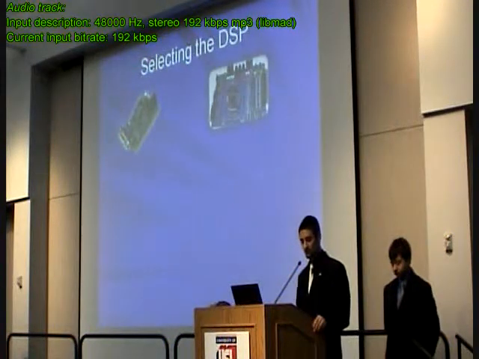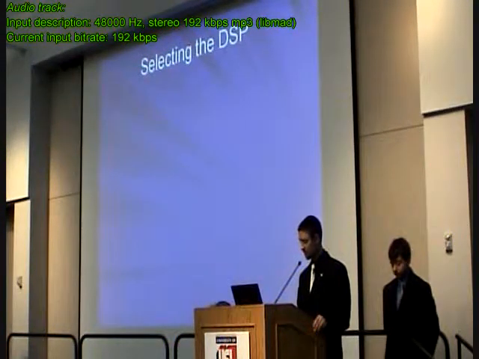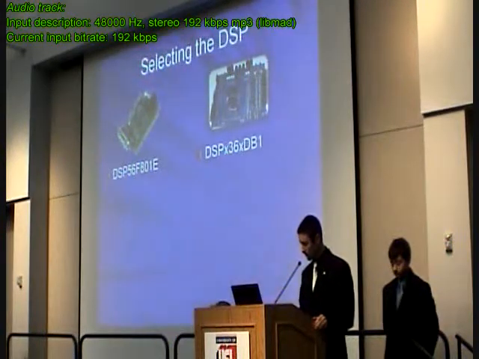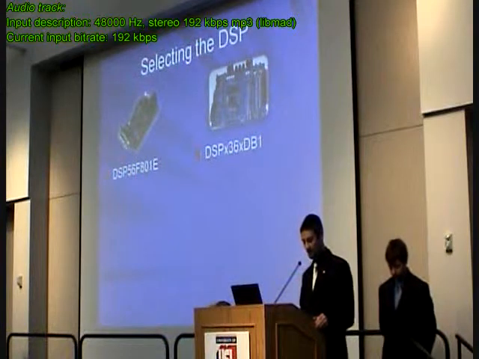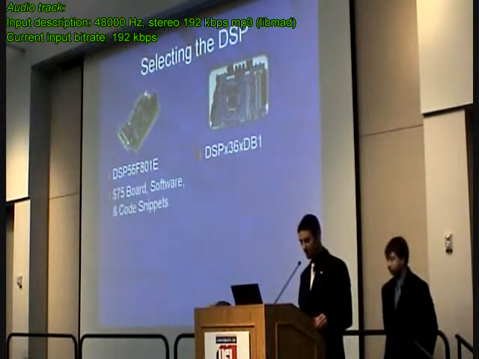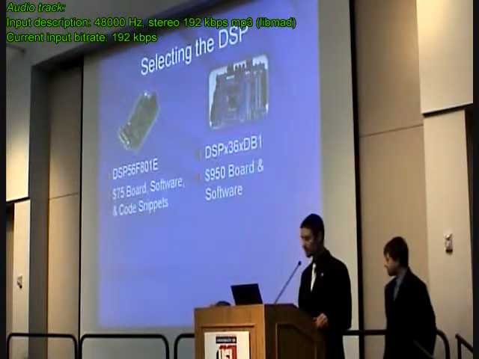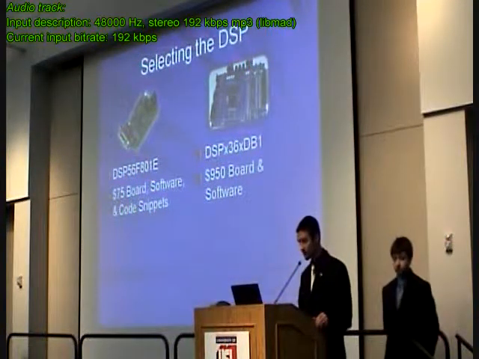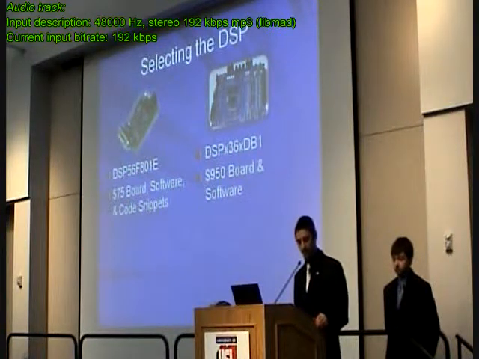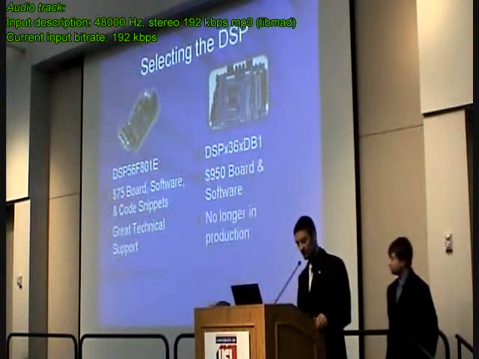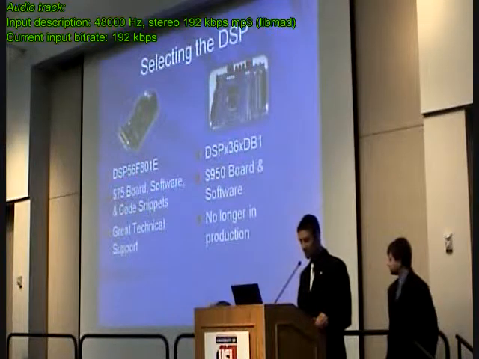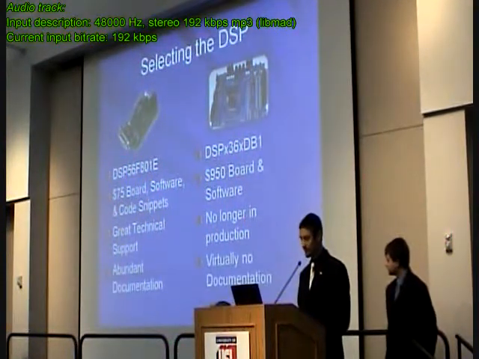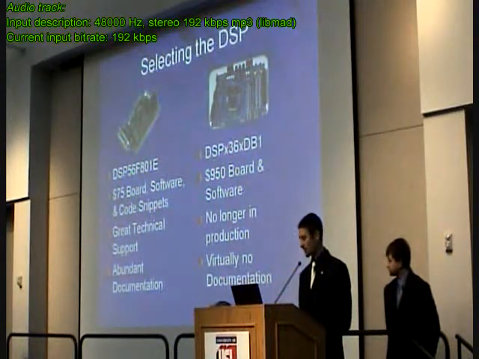Initially, we had 2 digital signal processors that could be used to implement our system. Both were offered through Motorola. The first DSP package includes the evaluation board, debugging software, and code snippets, all for $75, while the second costs $950 for board and software, which are sold separately. The first DSP has great technical support through Freescale, while the second is no longer in production. Although the second DSP has significantly more capabilities, it has virtually no documentation.